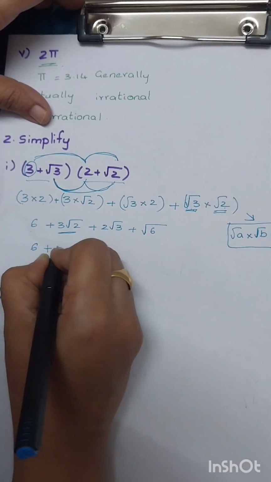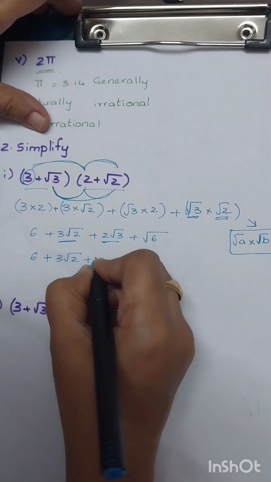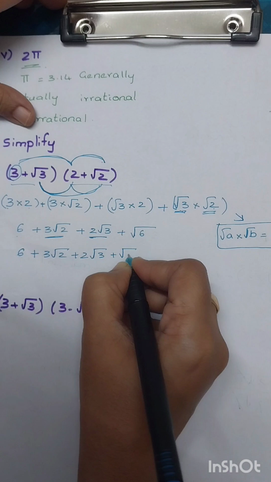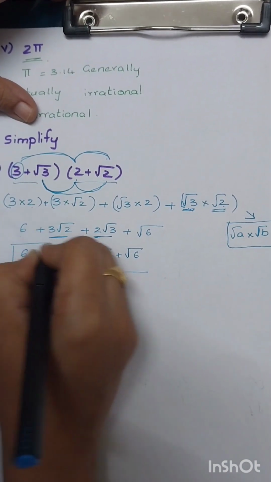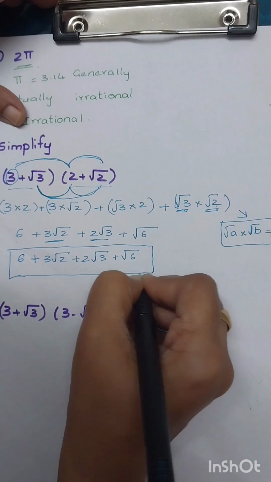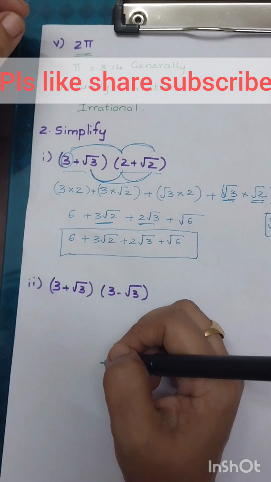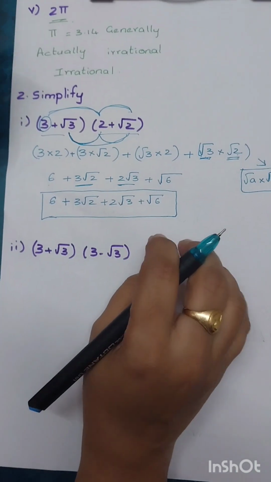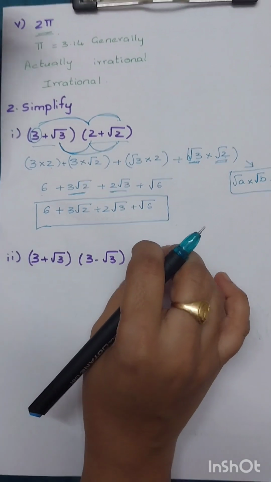Here we can't simplify this term further. This term we can't simplify further. And finally this term cannot be simplified further. So this is the answer. Right? I hope you understood this. Now let's go through the next problem. Before solving these things, just keep the identities in your mind so that it will be very helpful for you to solve the problems easily.